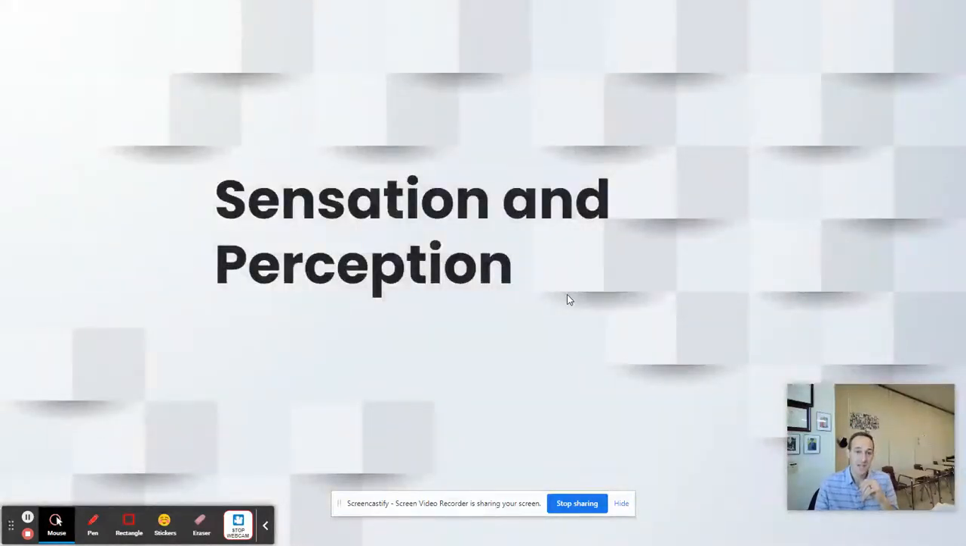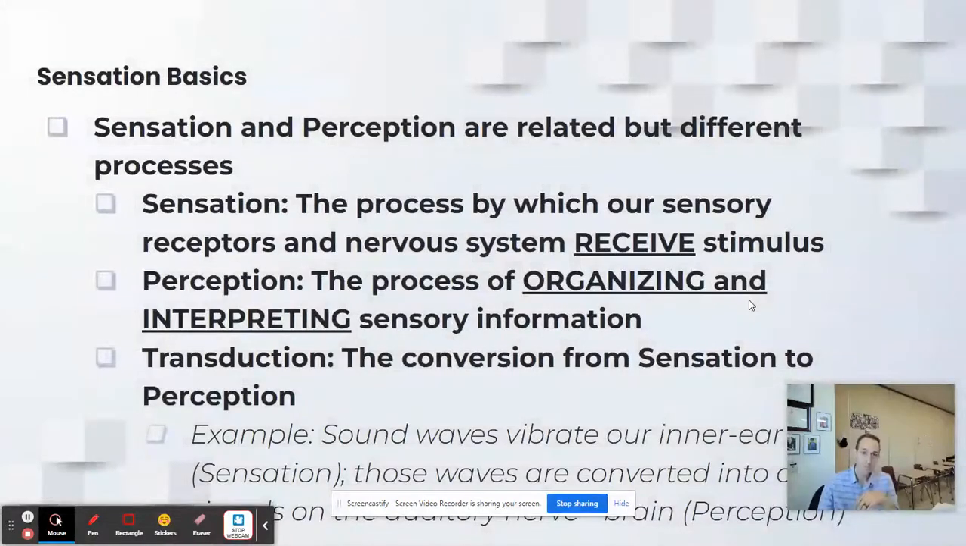So sensation and perception. When we're talking about sensation and perception, we are talking about two processes that are related to each other, but they are different from one another. So when we say sensation, what we are talking about is the pure physical receptors of our nerve system receiving stimuli. So on our fingertips and other parts of our body, we have nerve endings that can pick up touch.